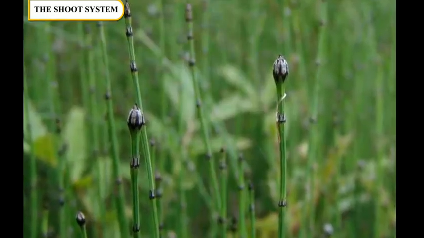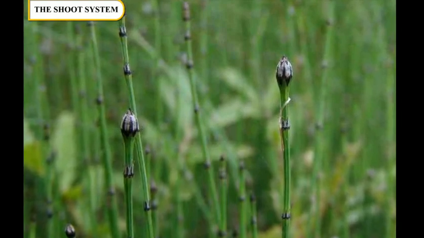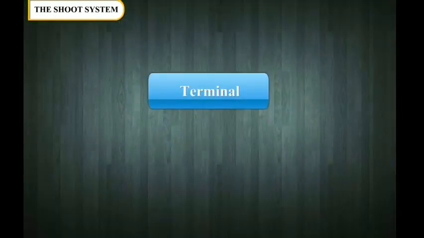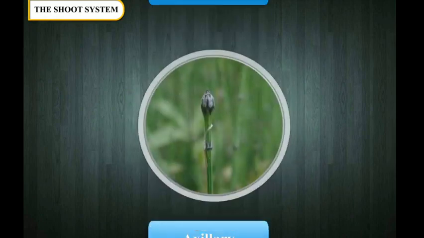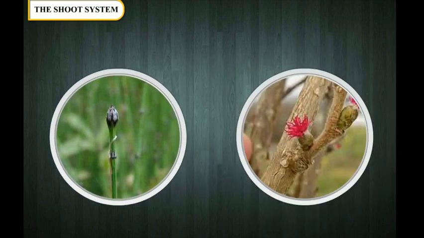The small outgrowths on the stem of a plant are called buds. Buds are of two types, terminal buds and axillary buds. At the top of the shoot is a terminal bud. It is responsible for the vertical growth of the plant. The axillary bud is found between the stem and the leaf stalk. The axillary buds give rise to many branches of the plant.